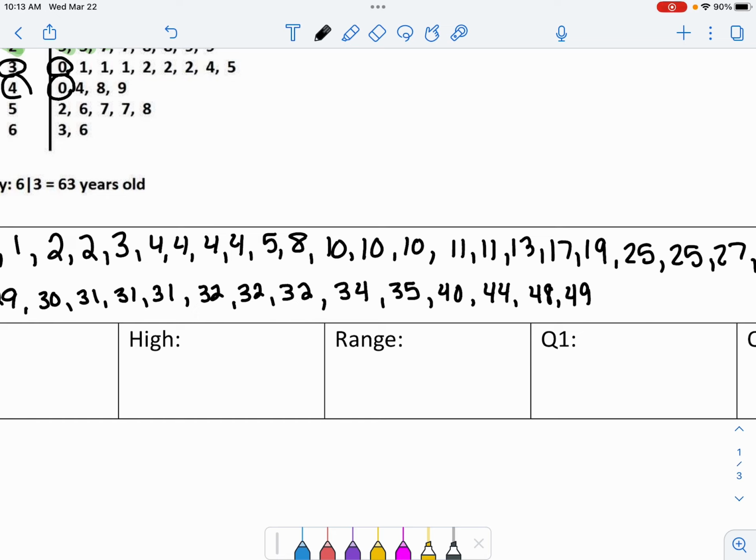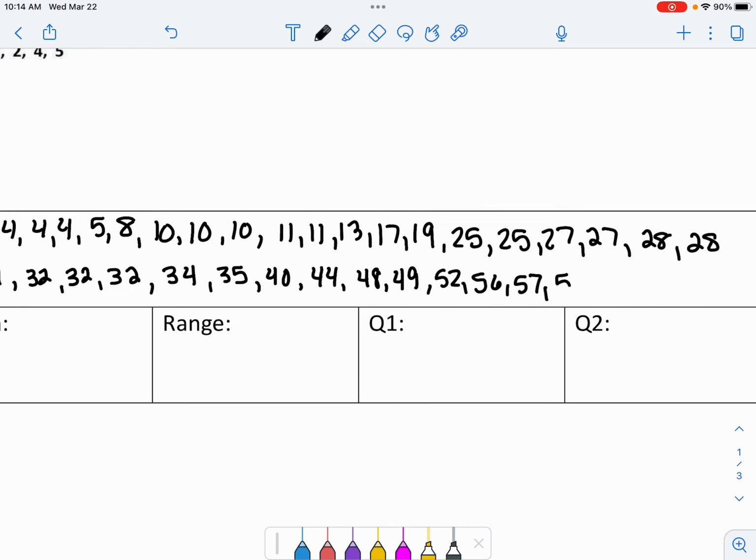And then my next student over here, can you do the ones in the 50s? 52. 56. 57. 58. Oh, jeez, there are so many. How many 57s were there? 2. Okay. I did not mean for this to be this long.